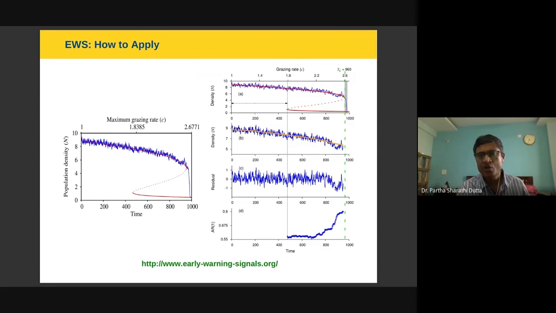Then there are unwanted fluctuations. To remove the unwanted fluctuations, I fix a bandwidth. This is basically just detrending. In MATLAB there are packages, you can detrend the time series, fit a Gaussian function, and then subtract the Gaussian function from the original time series, and you get the residual. So here I now have the residual time series, and this entire residual time series is prior to the tipping point. So I have information available before the system has crossed the tipping point.